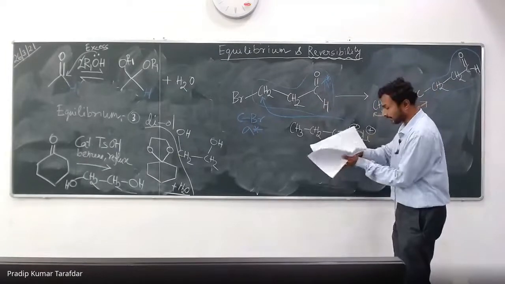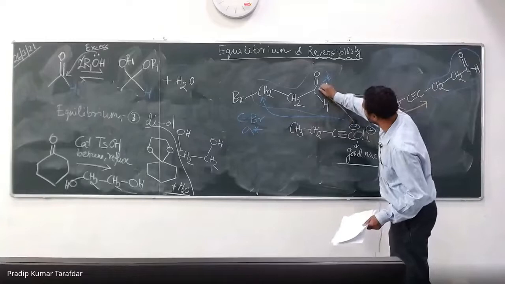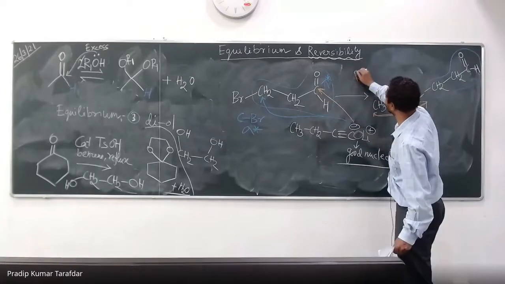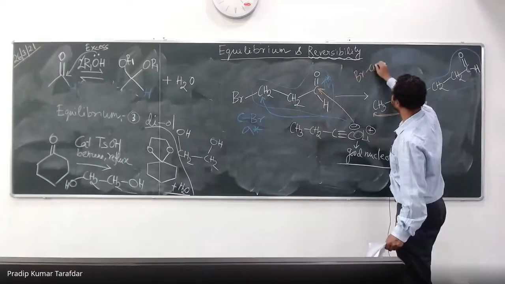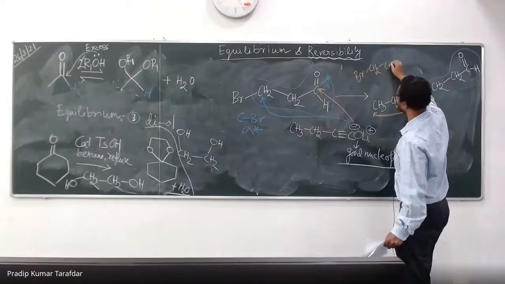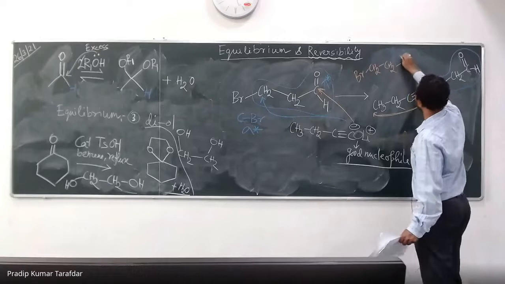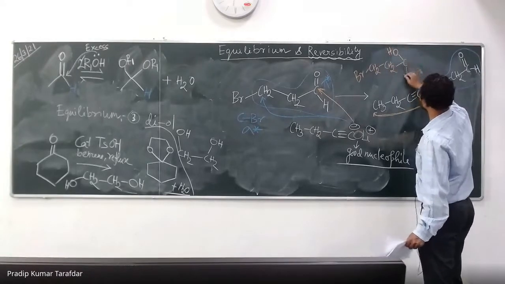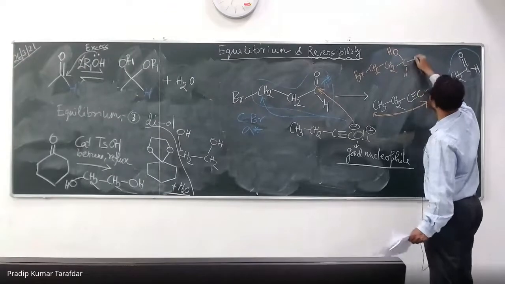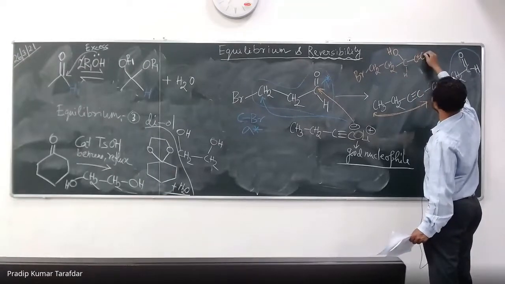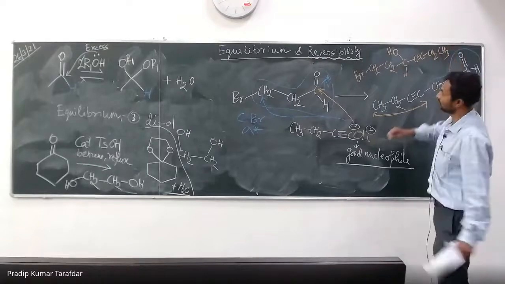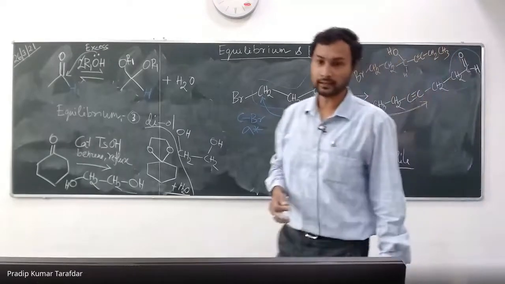So if this is attacking, if this is the pathway, then I should get this molecule. So that means my strategy is not a great strategy. See, after protonation, I will get OH, then CH, and I should get C triple bond C, CH2, CH3. So how to overcome that?